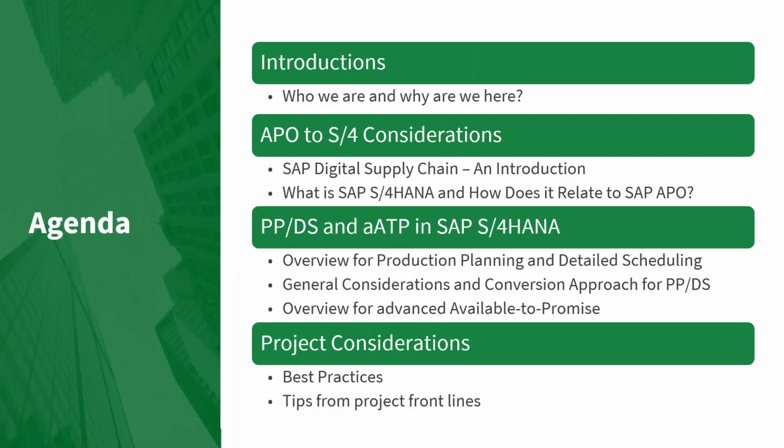Our agenda today will be talking about who we are and why we're here, and again, the focus today will be on the APO to S4 considerations, and then what the digital supply chain looks like, an introduction, and then what is S4 HANA, how does it relate to SAP APO. Then we'll talk through the PPDS and advanced ATP transitions, how they've been positioned within the SAP overall planning solution. Talk through the overview of production planning and detailed scheduling, how it fits within S4 and ePPDS.